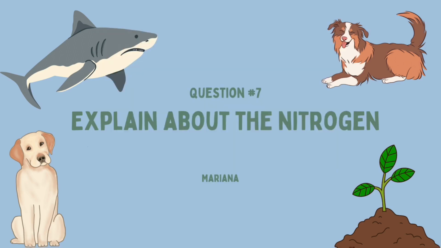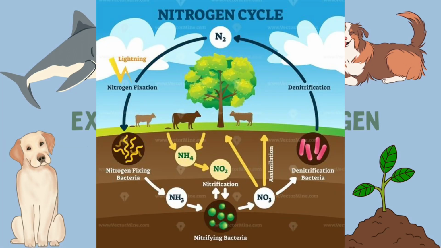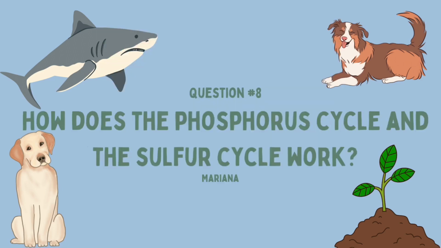We have two cycles left to finish, the phosphorus cycle and the sulfur cycle. Could you give me the definition and how it works? The nitrogen cycle is a biochemical process through which nitrogen is converted into many forms, consecutively passing from the atmosphere to the soil to organisms and back into the atmosphere.